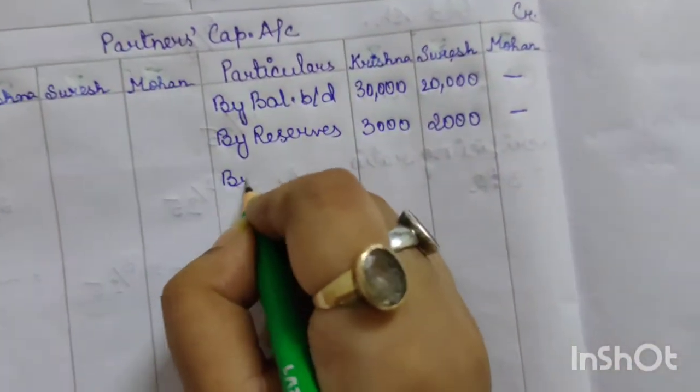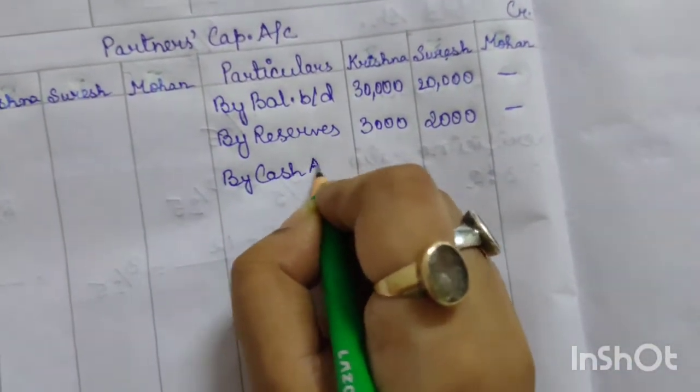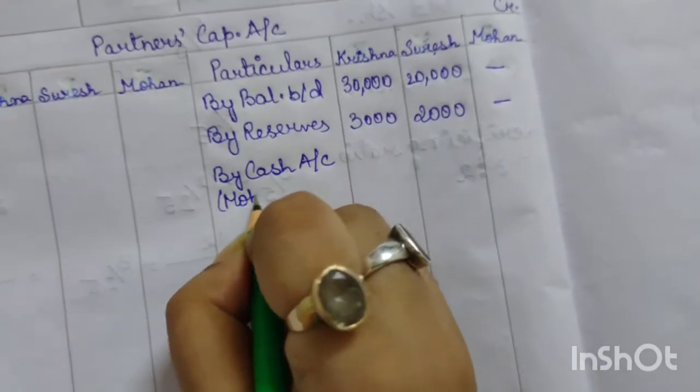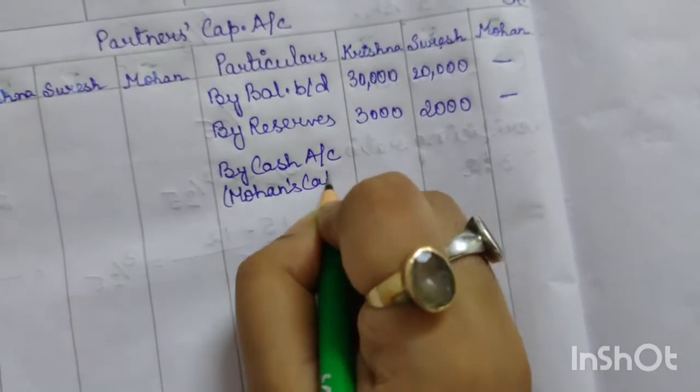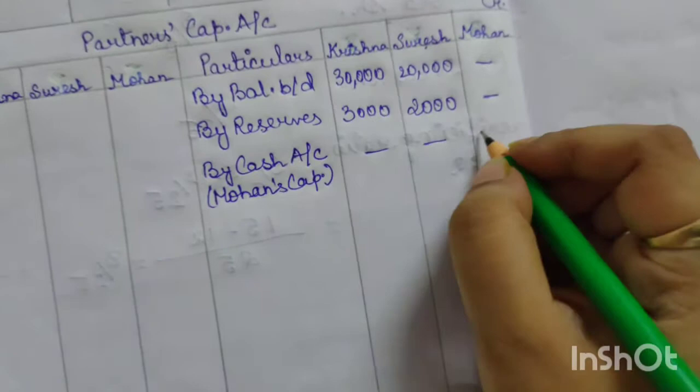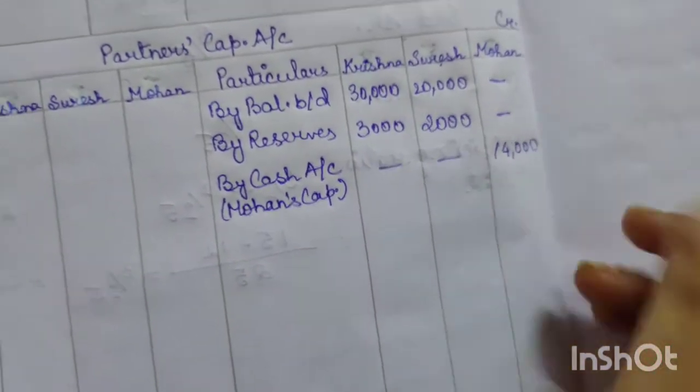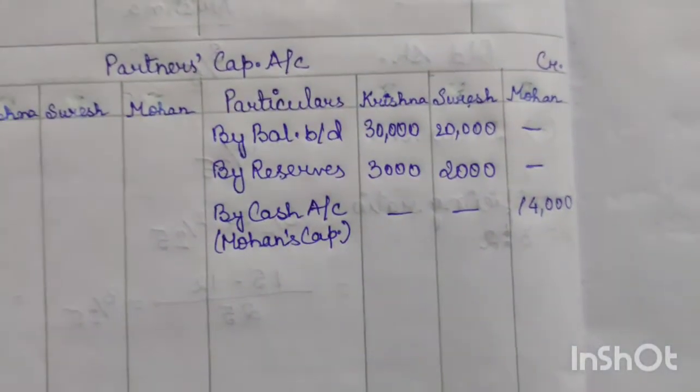So in partners capital account, we will write by cash account. Mohan is a new partner, so this is Mohan's capital. He has brought as capital 14,000. Okay. Now let us go to the next adjustment.